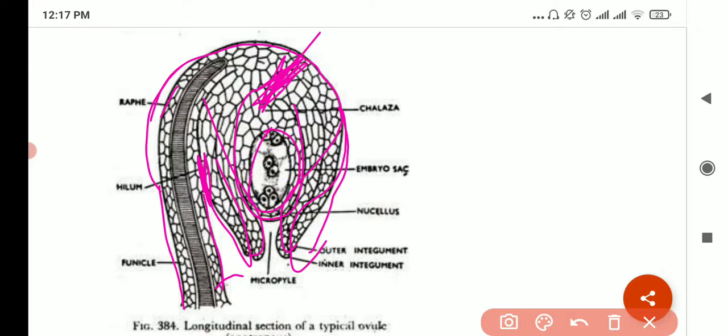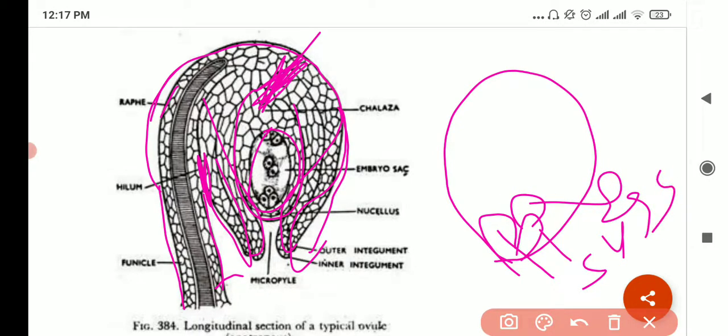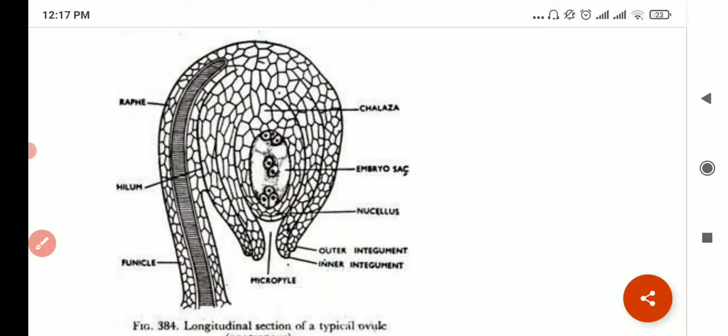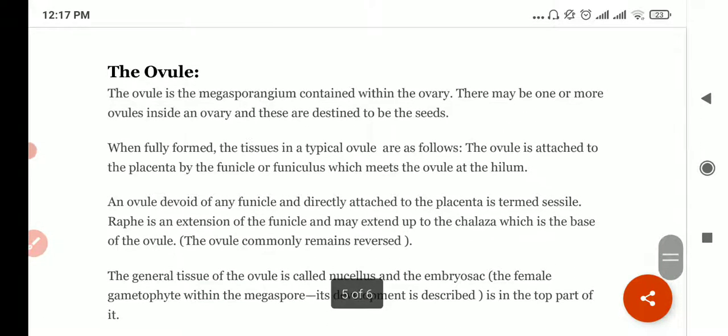So the embryo sac you'll be doing later. Let me just tell you then. In the embryo sac, you have the synergids, and then here you have the egg cell. Then you have the polar nuclei, and then you will have the antipodals. I'm just telling you roughly. You will learn it better in your other classes. So now that you know the diagram, it'll be easier to understand.